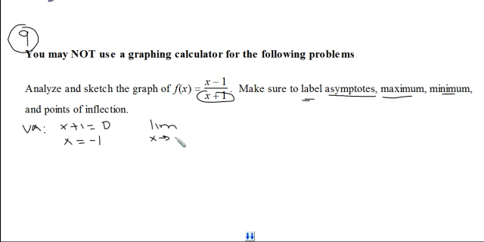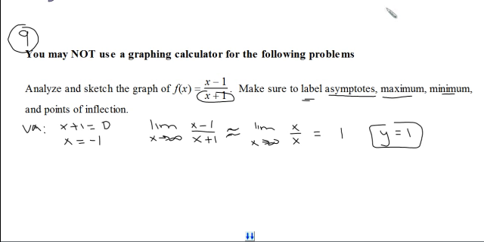To find the horizontal asymptote, I'm going to take the limit as x goes to infinity. So this is similar to x over x, highest power in the numerator over highest power in the denominator. So I get 1. So y equals 1 is the horizontal asymptote.